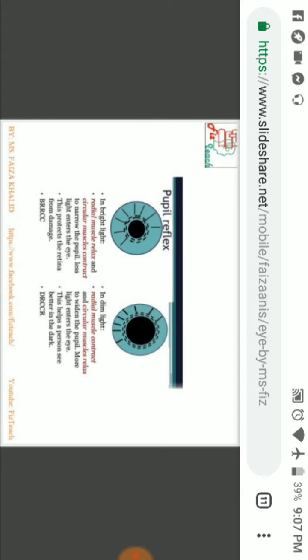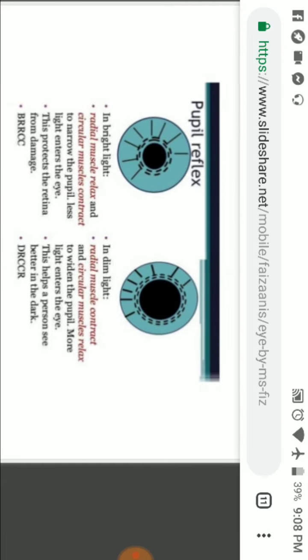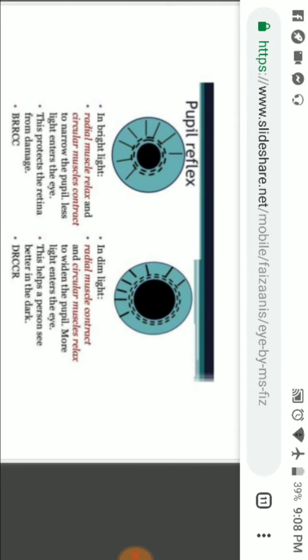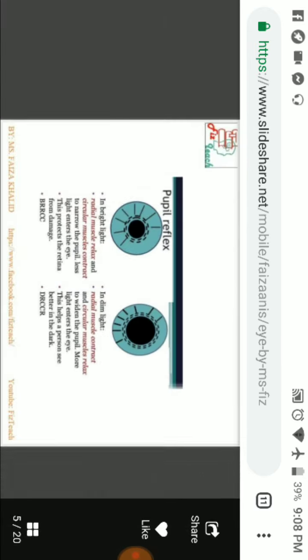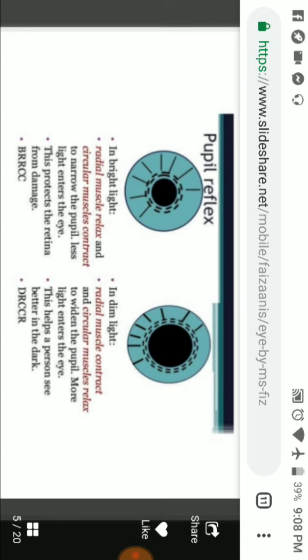So what happens is this: like I told you earlier, the iris is a muscle which has circular muscles and radial muscles. In the bright light, now you are going to remember this, the pupil reflex occurs when the light is bright and when the light is dim. When the light is bright, your radial muscles relax. Why do they relax? Because it wants to restrict the amount of light which is entering the eye.